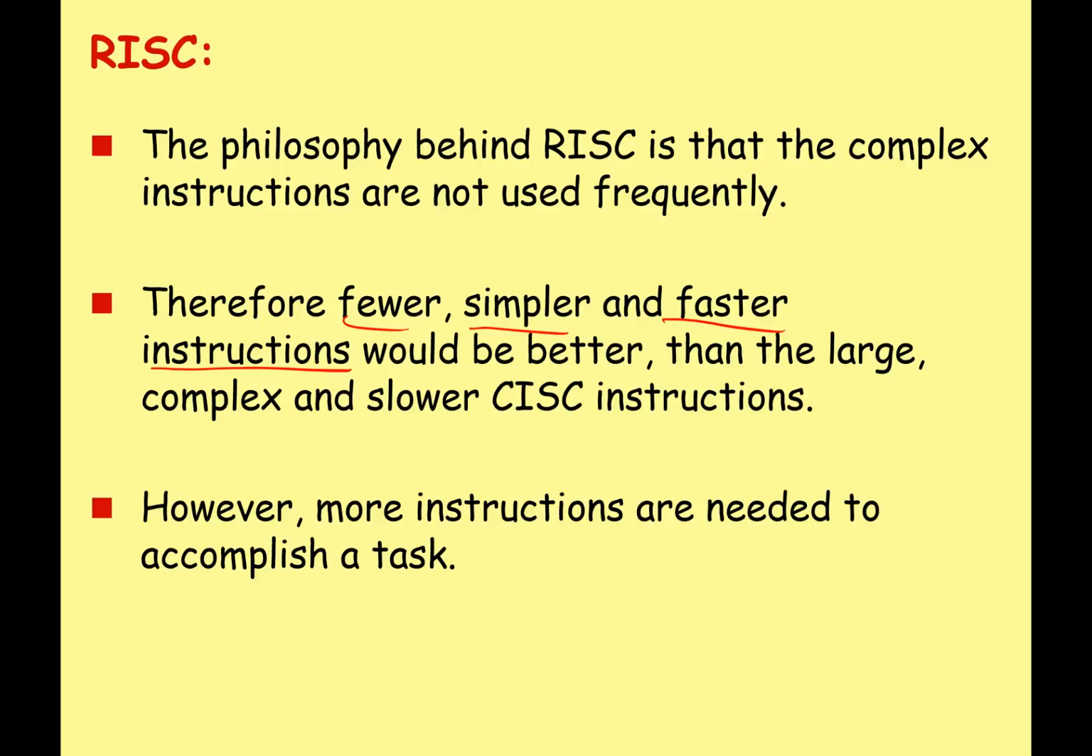CISC has lots of very complex instructions, so the code is very concise. We've got all these built-in complex instructions that can be used by the compiler, but each of these instructions can take many, many clock cycles to carry out. With RISC, we have a small optimized set of instructions that each can be carried out in exactly 1 clock cycle.